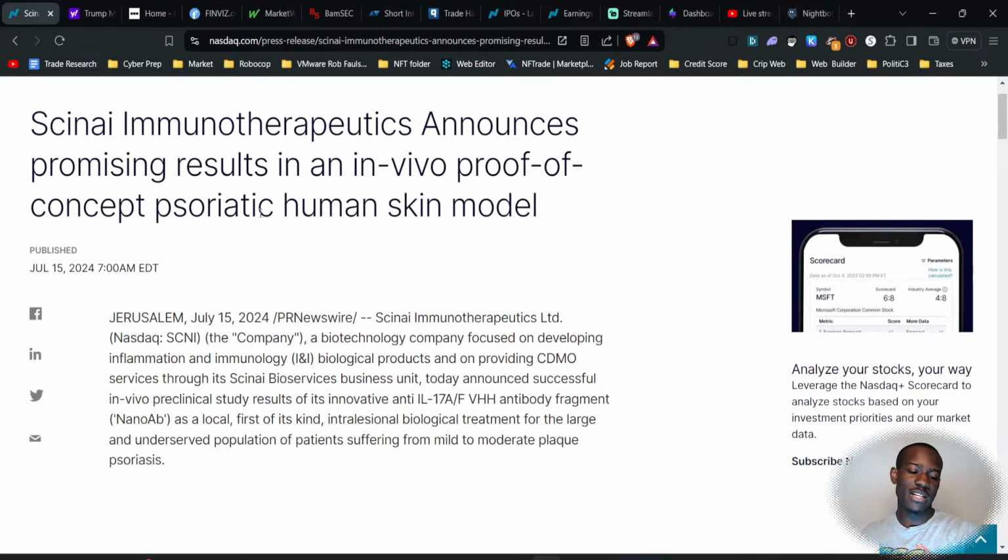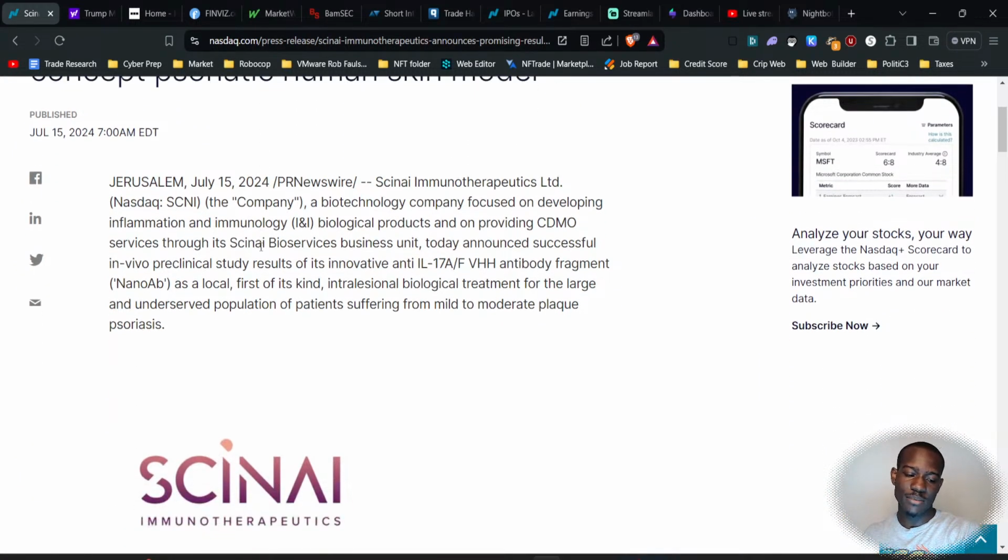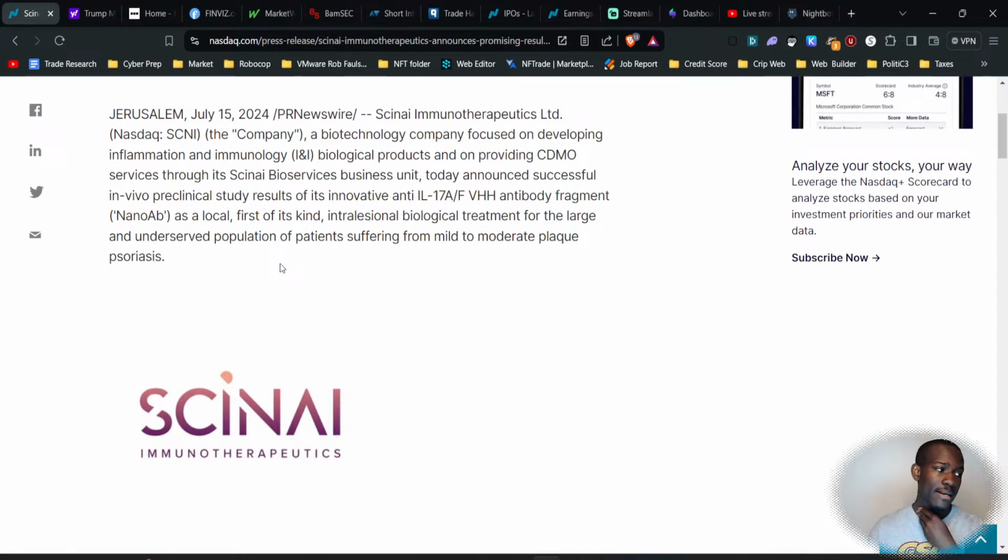So this is a proof of concept. I don't know if that's going to hold as much weight, but it is a low float. The ATR is 56 cents, and it has almost 6 million shares traded on it. So it is a contender on the day as well. It's taking the number 3 spot on the day. Let's see what it's got. It's inflammation, immunology, biological products, and on proving CDMO services through its Sinai Bioservices business unit. Today announced successful in vivo preclinical study.